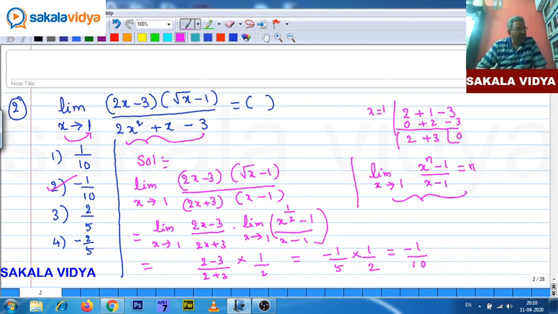Yes, synthetic division is the better one. Instead of factorizing, it takes a lot of time. It will be so easy.